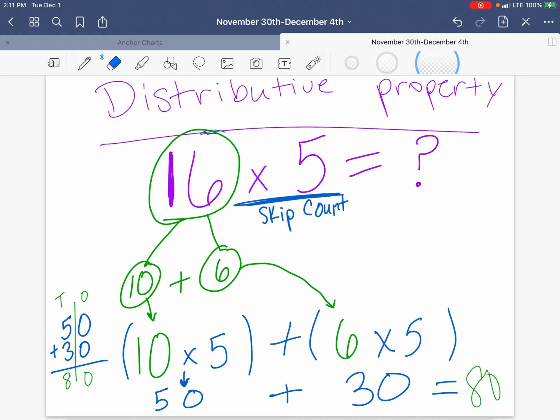So what is 16 times 5? 16 times 5, that's a big number, but we figured out it is 80. Good job, boys and girls.